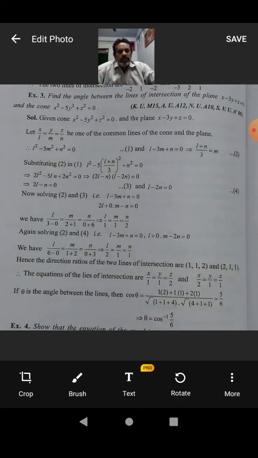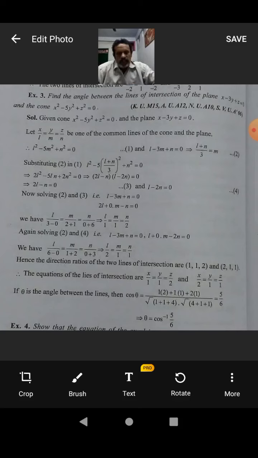After getting these two lines, similar to the first model, you can easily calculate the angle between the intersection of the lines, or the angle between the cone and the plane. I have already given tan theta is equal to, but that is a very complicated one. The easiest way is to find the angle between these two lines by using cos theta is equal to (L1 L2 plus M1 M2 plus N1 N2) by root of (L1 square plus M1 square plus N1 square) into root of (L2 square plus M2 square plus N2 square). This is the easiest and very simple way. You may easily get the angle. So this procedure is adopted.